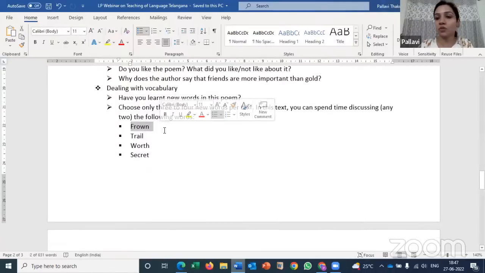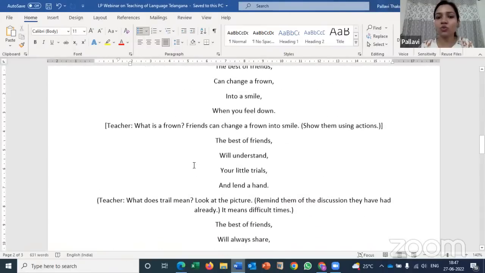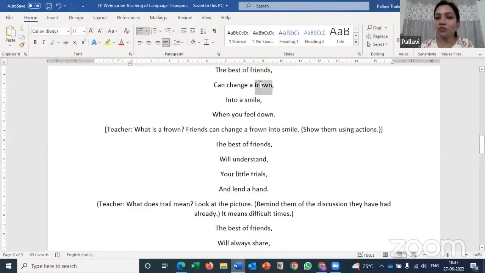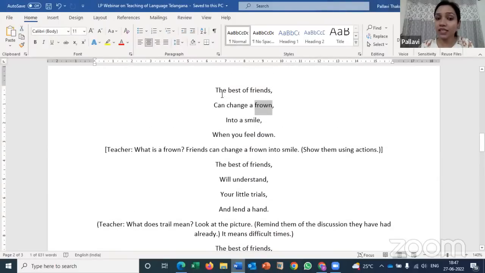Let us take an example of the word frown. First of all, you can encourage students to point to the text itself. Where did that word occur? Let the students read the 2 lines that occur before that word and the 2 lines that follow that word. You can ask them to guess, predict the meaning of that particular word. Here, when you were reading the text, you showed what a frown is. You frowned. So they have some idea. Some of your students might remember what a frown is.